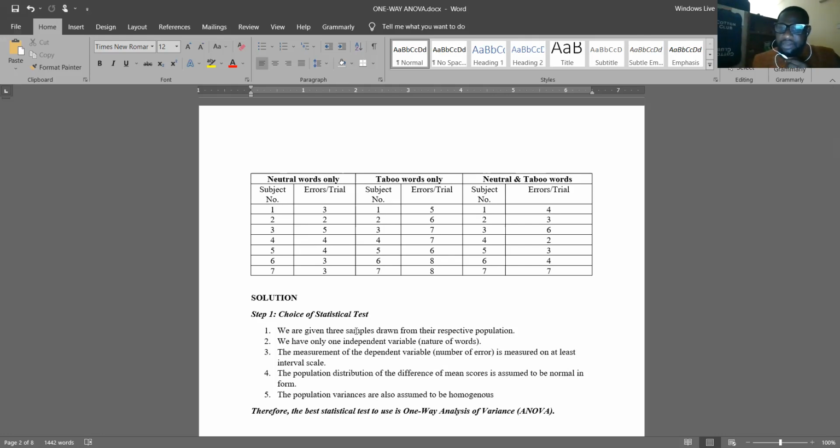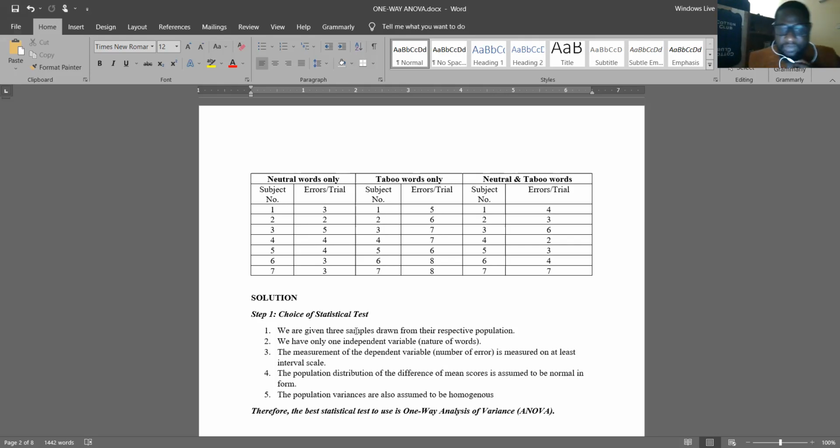So with the first assumption, I indicated that we have 3 different groups or samples drawn from their respective populations. But you know, with independent t-test, we just indicate we have how many? 2 samples. But with this, since the groups were 3, I just spell out that we have 3 samples drawn from their respective populations. And we were able to deduce that the independent variable was only 1. So that means it should be part of your assumption. It means within the question, only 1 independent variable was used.